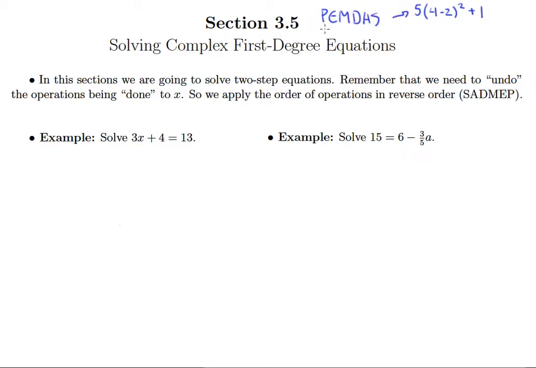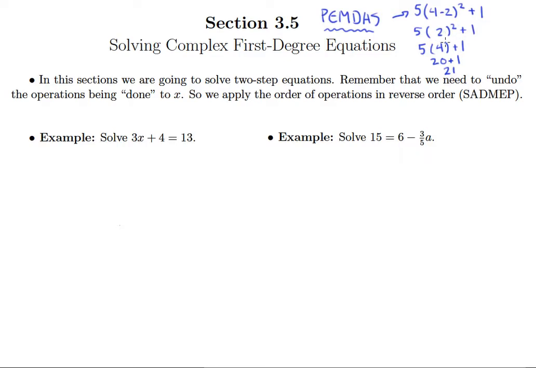Which means parentheses come first, exponents come second, then multiplication and division, and then addition and subtraction. So I would first subtract 4 and 2 because 4 minus 2 is in parentheses. That'd be my first step. Then I would square my 2 because exponents come after parentheses. Then I would multiply 5 and 4 because that comes before addition. And then finally we would add those and get 21. So we apply this order of operations whenever we want to simplify an expression like this.